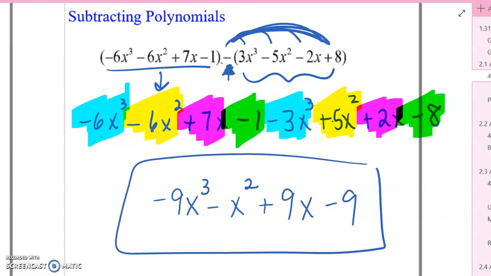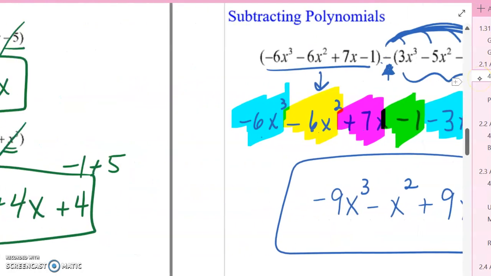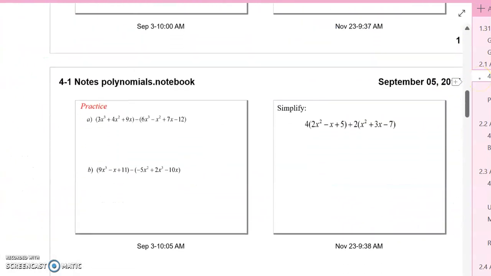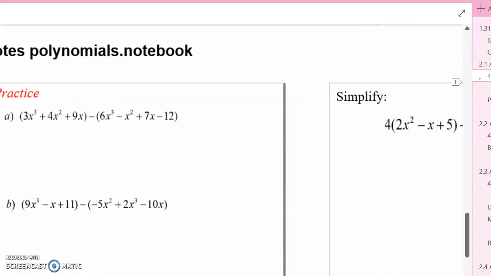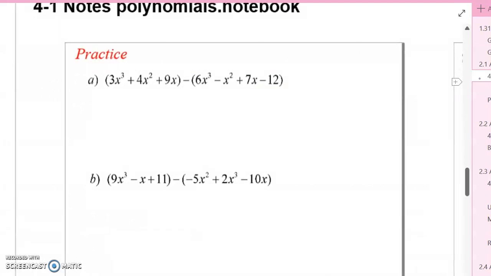And that would be our final. Again, it has more than 3 terms. If it had 3 terms, it would be a trinomial. If it had 2 terms, it would be a binomial. But this has 4 terms, therefore, that is your final answer. And if you would, try these 2 together, and we'll do the last one together. So go ahead and please get those answers.